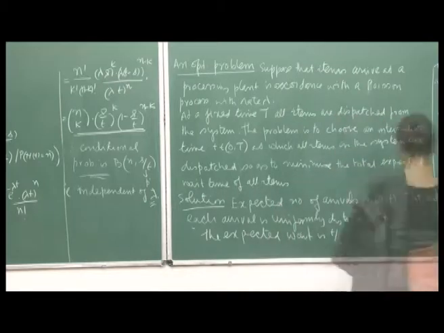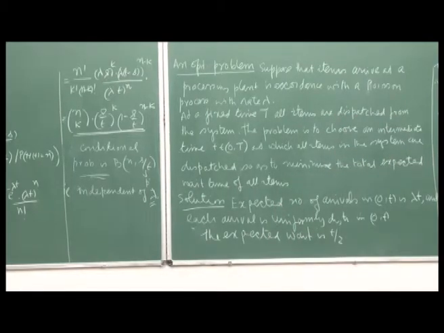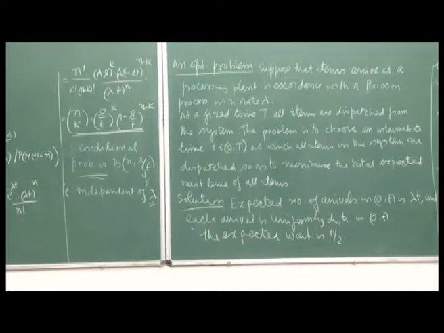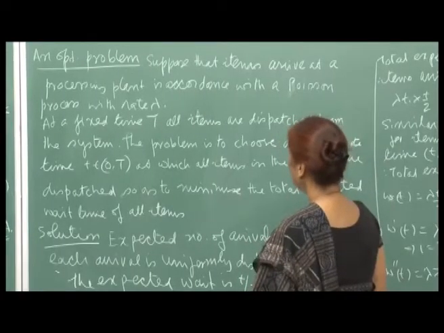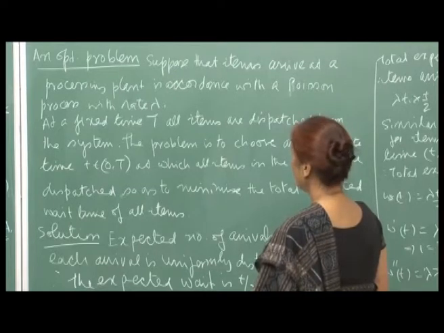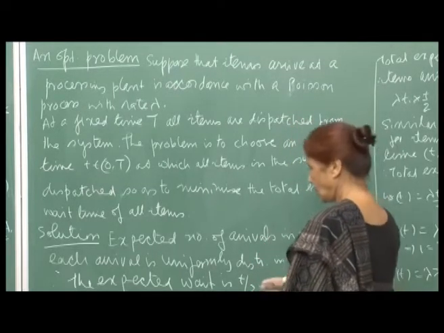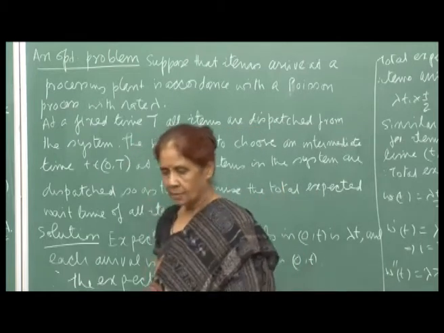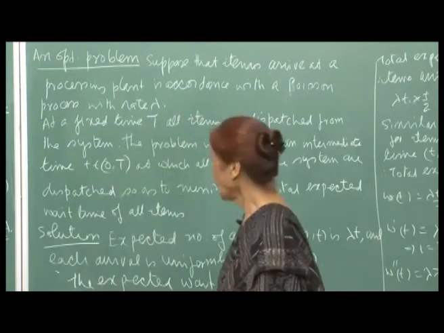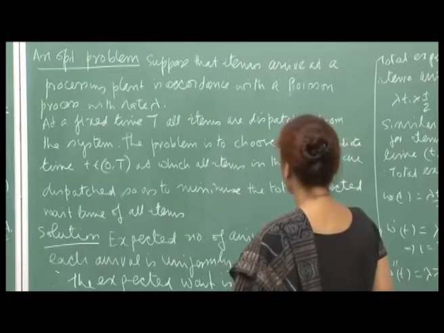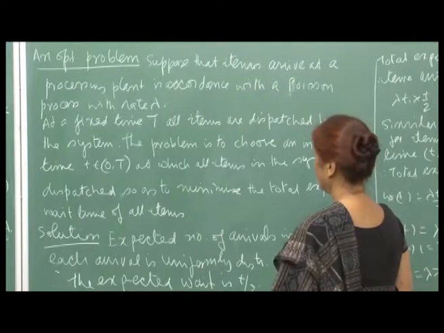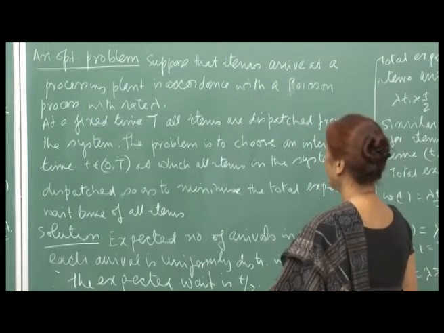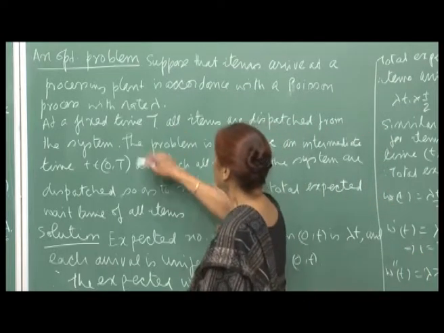Now, let me again take up this interesting optimization problem, and here again the machinery is not very complicated. Suppose that items arrive at a processing plant in accordance with the Poisson process with rate lambda. So, that means the items are arriving at the gate of the processing plant, and the arrival process is Poisson with rate lambda. Now, at a fixed time, all items are dispatched from the system.